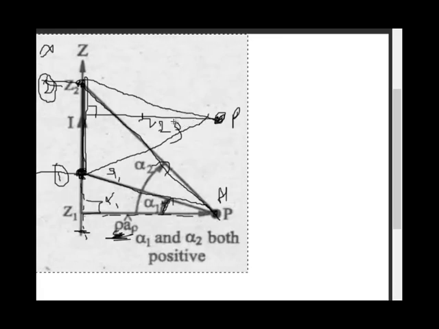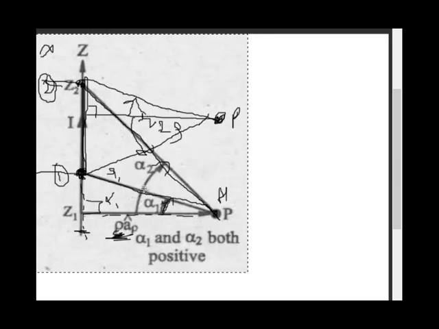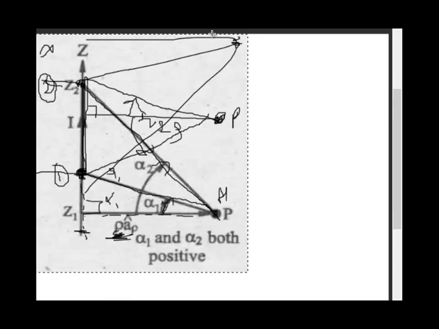Then in this case, alpha 1 will be downward, alpha 2 will be upward direction. And there may be a third case where point P will lie above the point 2. In this case, we can see that both alpha 1, alpha 2 will be in downward direction. This will be alpha 1, this will be alpha 2. So the direction of both angles, alpha 1 and alpha 2, depends upon the position of point P.